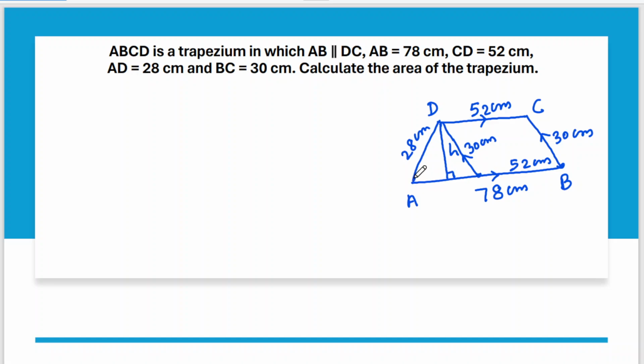Now, if the total is 78 and from here to here it is 52, how much is this? This is 26, that is 78 minus 52. Now, if you look at this triangle, you have the length of the three sides. That means you can find the area of this triangle by Heron's formula. So let us find the area of this triangle.